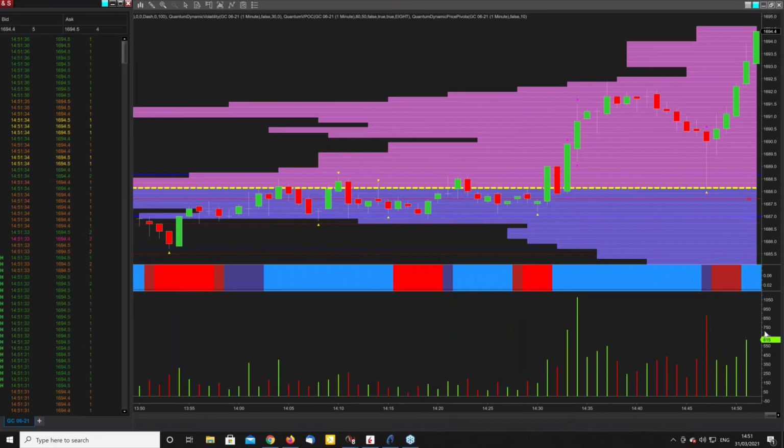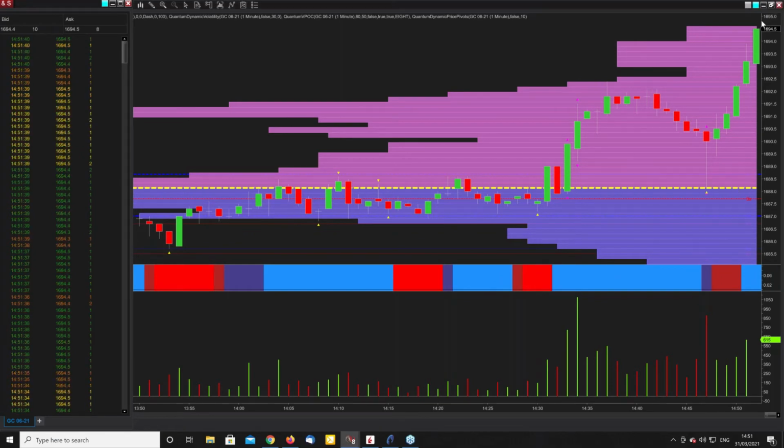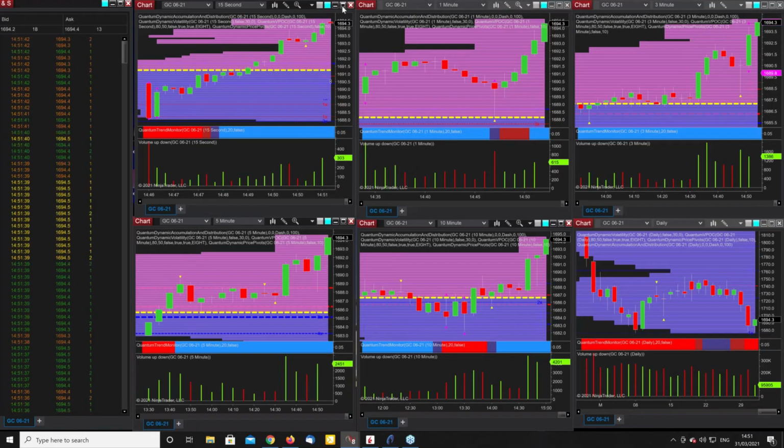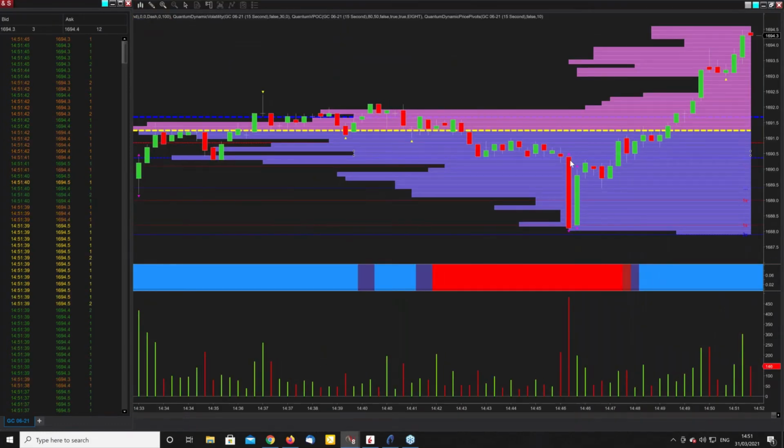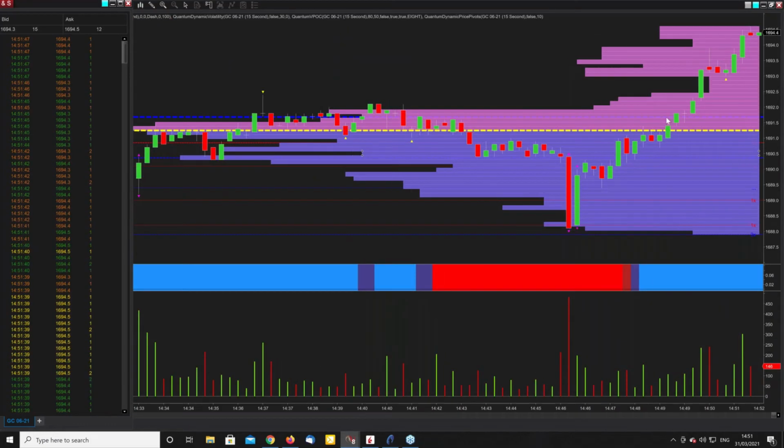See what the volume shapes up on this. This is on 1 minute. Just see what the 15-second chart looks like. One of my favorites. There we go. That's it. Trap, reversal, on up. It's classic stuff, and that's the power of the volatility indicator.